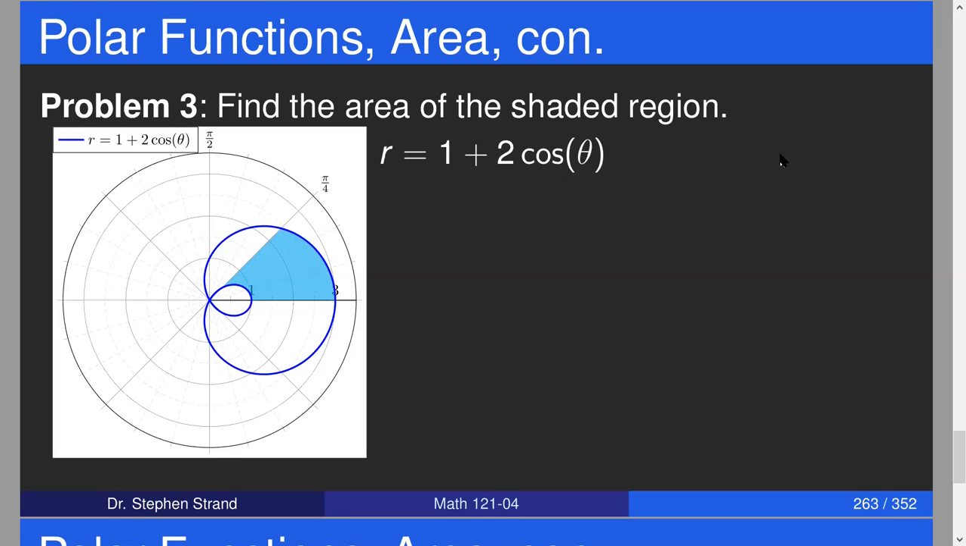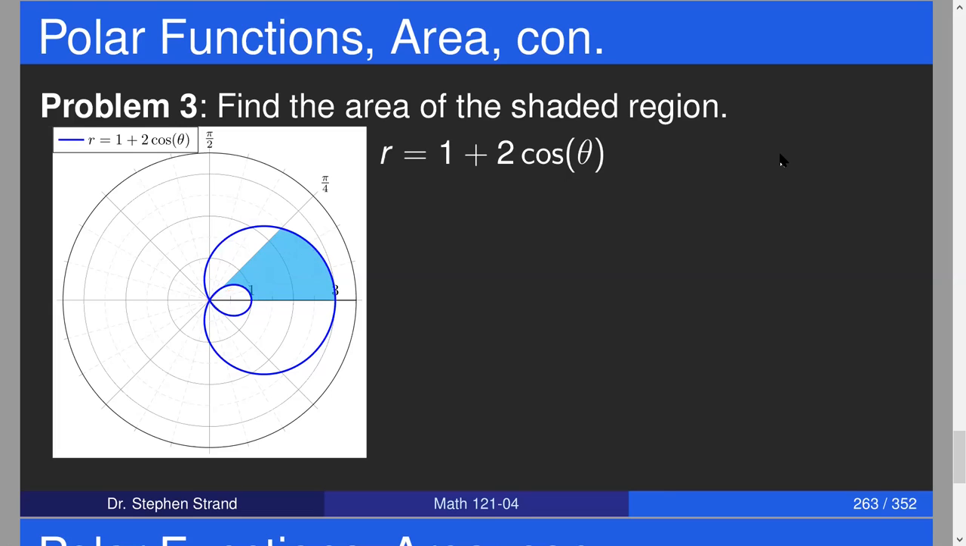So again, I'm going to draw a red line for a little bit of contrast here. If you draw that out, there's a sweeping out of this area, and that's this region here, and then we're going to have to subtract the region down here in that little bubble. So again, we need to find what angles are going to determine that region.